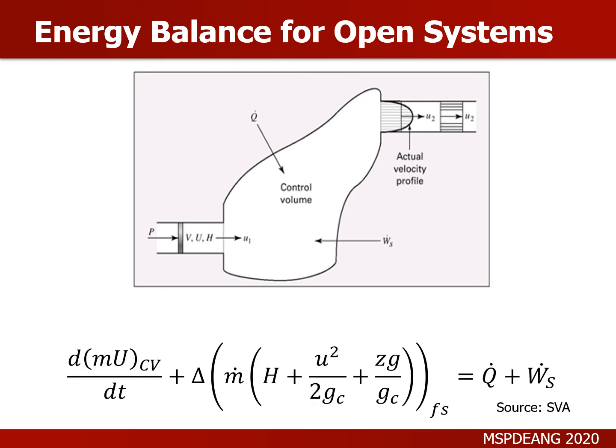We can simplify this further using delta notation, where delta signifies out minus in. So rearranging, d(m u)cv over dt plus delta of m dot times h plus u squared over 2gc plus g z over gc of the flow streams. So this becomes summation of out minus summation of in, which is equal to Q dot plus Ws dot.